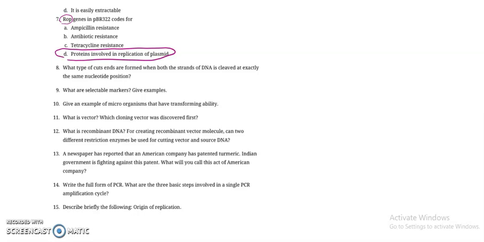What type of cut ends are formed when both the strands of DNA are cleaved at exactly the same nucleotide position? So if they are cutting at the same position, suppose we have CCCGGG, then if it is cutting like that, then these ends are equal, and such ends are known as blunt ends. And SmaI is an example of the restriction endonuclease that produces such ends.